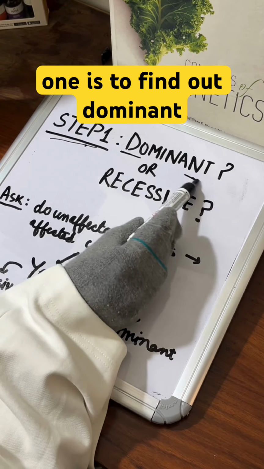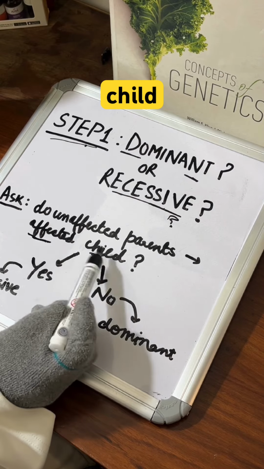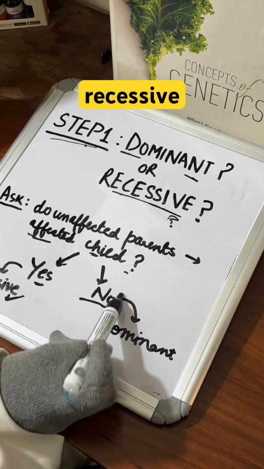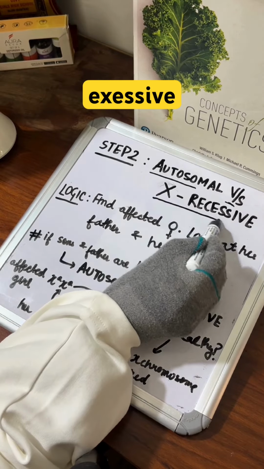Step 1 is to find out dominant or recessive. Ask this question: do unaffected parents have an affected child? If the answer is yes, then recessive. If no, then dominant.